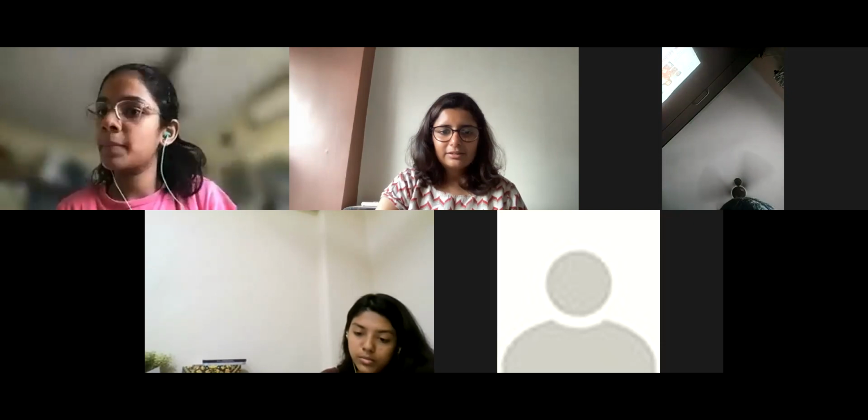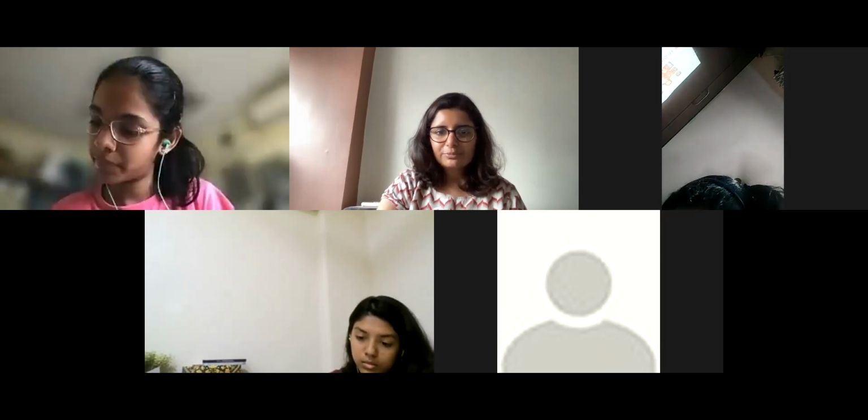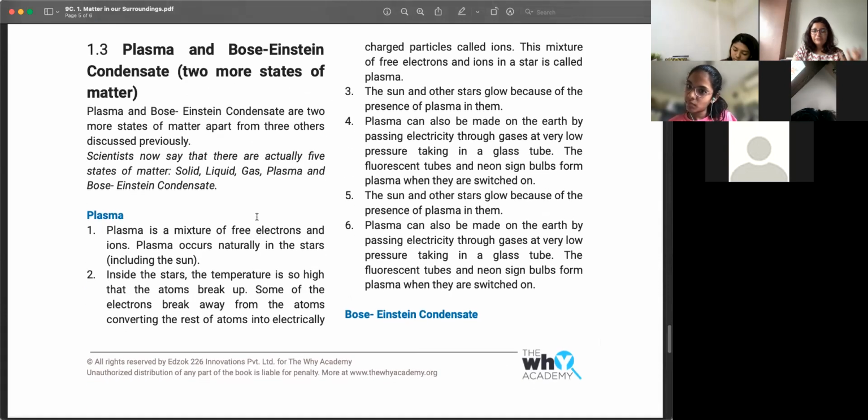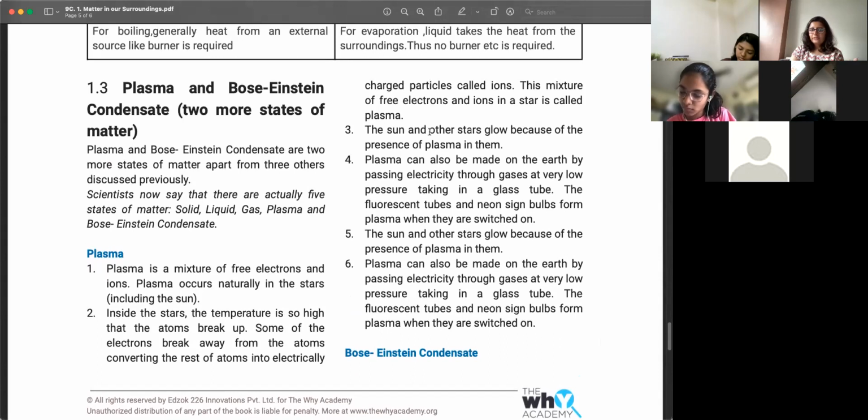Okay. Some fun facts about plasma. It is a mixture of free electrons and ions. Because of extremely high temperature, atoms break down. The sun and stars glow because of the presence of plasma. It's an extremely high energy state, enough energy that you can see it coming off in the form of a glow.